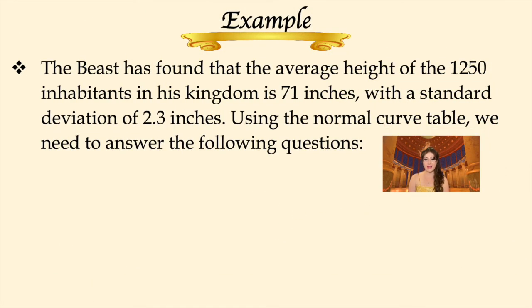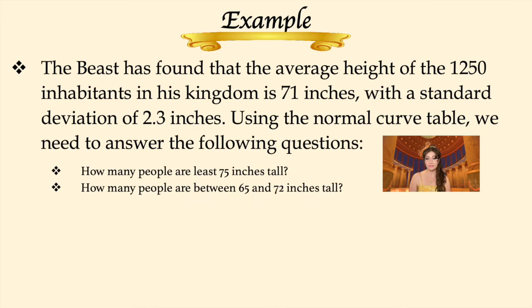The beast has found that the average height of the 1,250 inhabitants in his kingdom is 71 inches, with a standard deviation of 2.3 inches. Using the normal curve table, we need to answer the following questions. How many people are at least 75 inches tall? How many people are between 65 and 72 inches tall?